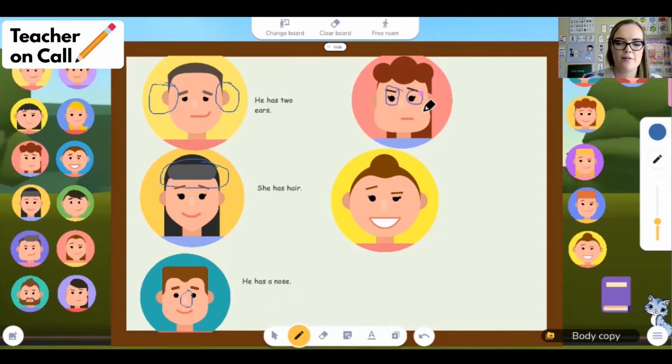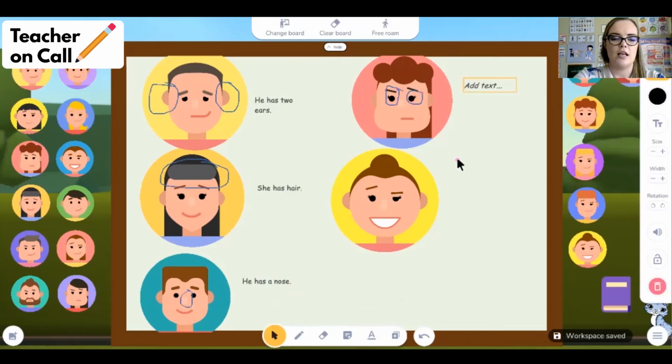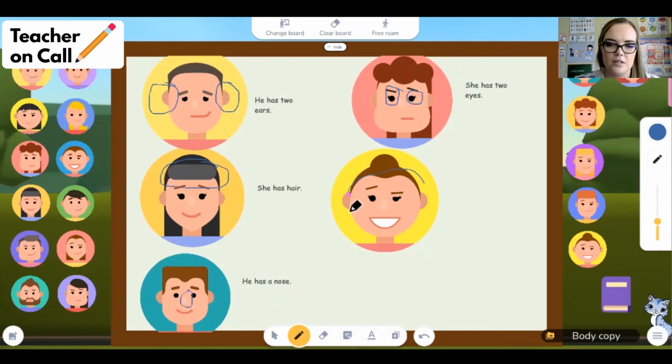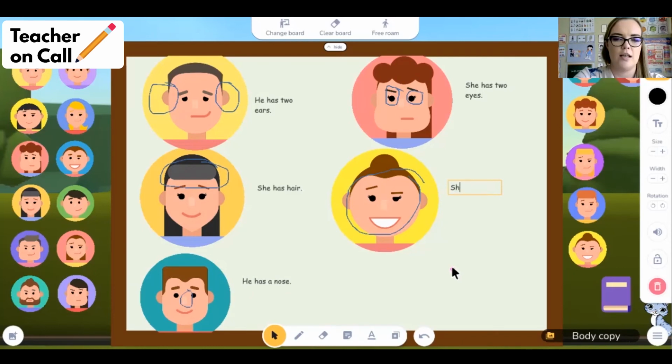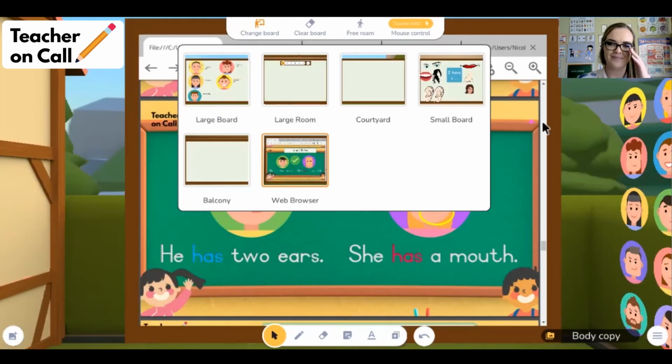What does she have? She has 2 eyes. She has 2 eyes. And what does she have? What is this? She has a face. What does she have? She has a face. So remember, you always answer has for he and she. Let's go back.